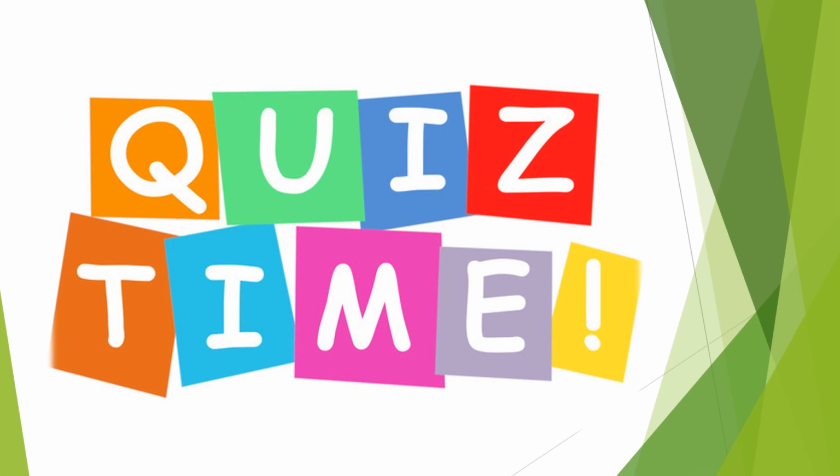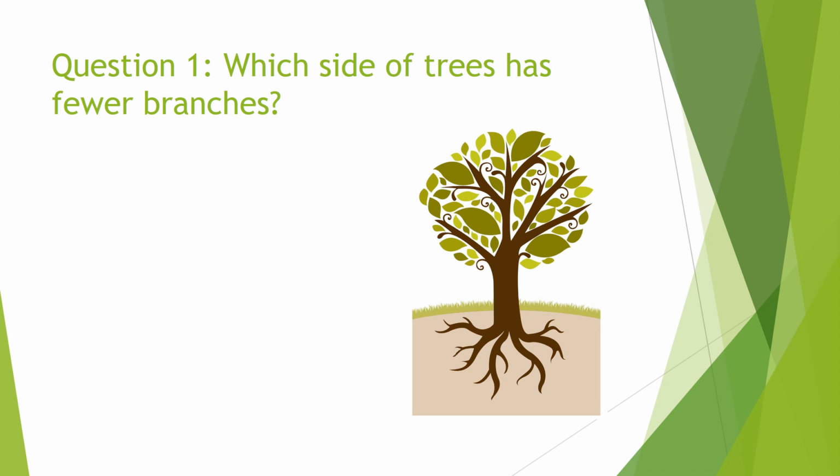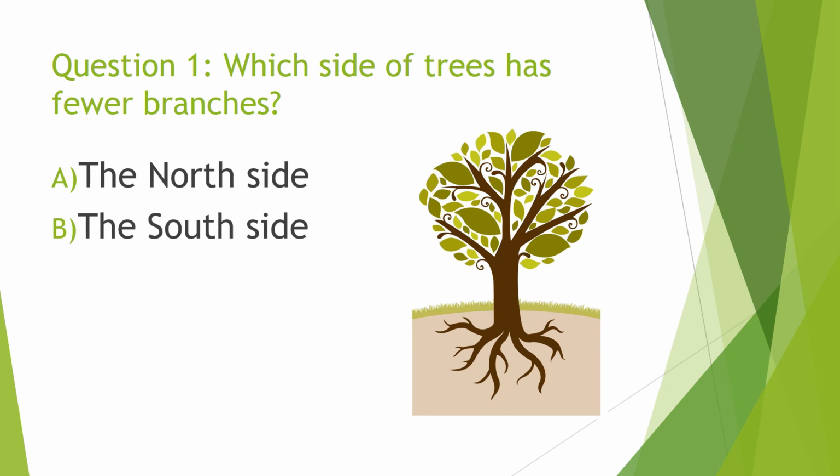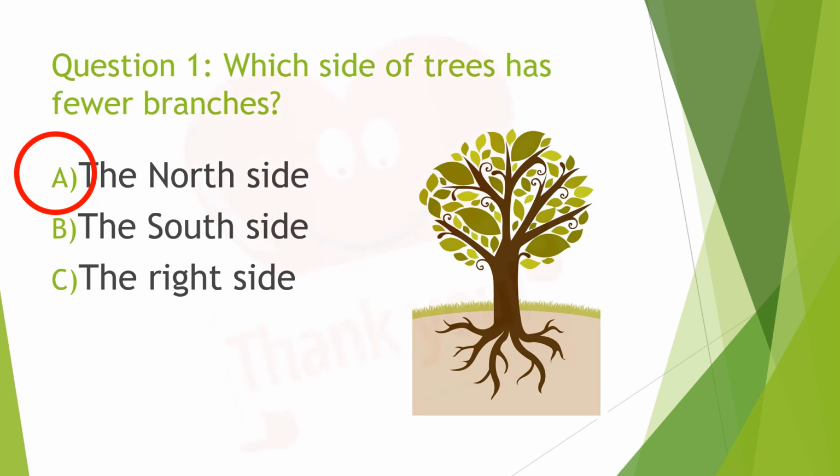Quiz time. All right, question number 1. Which side of trees have fewer branches? A, the north side. B, the south side. C, the right side. The answer is A, the north side.